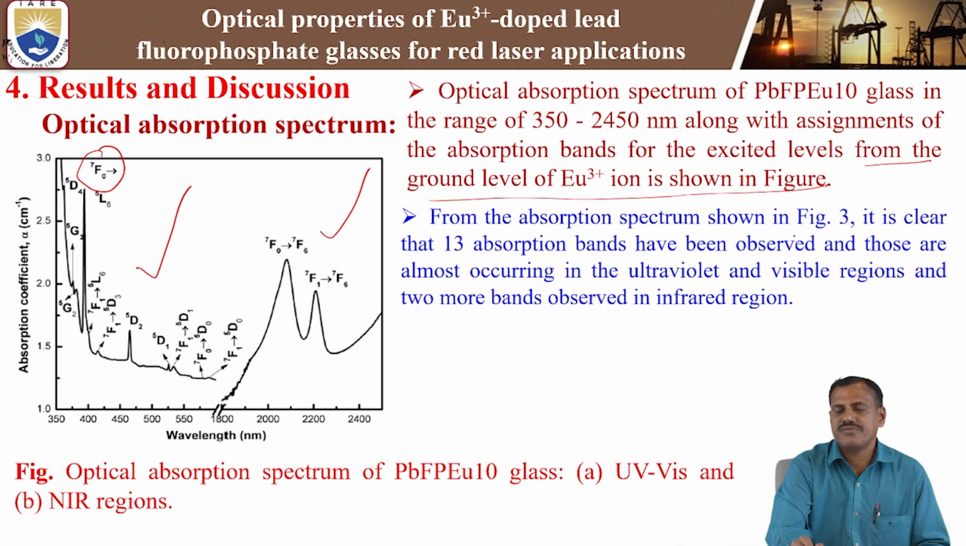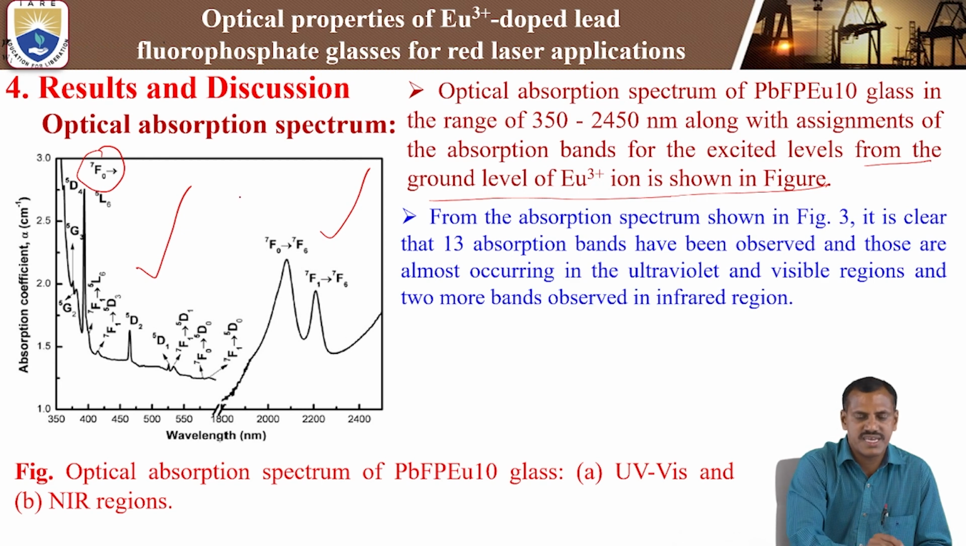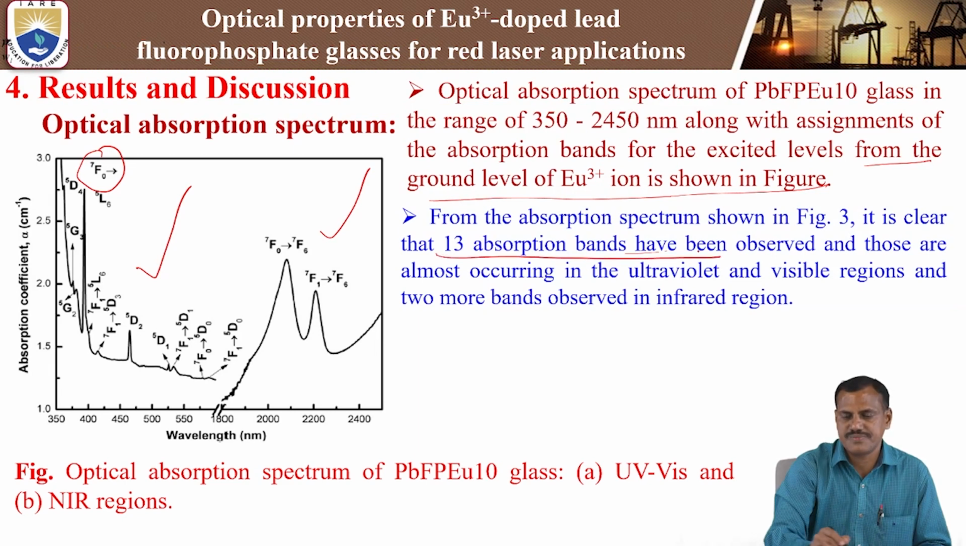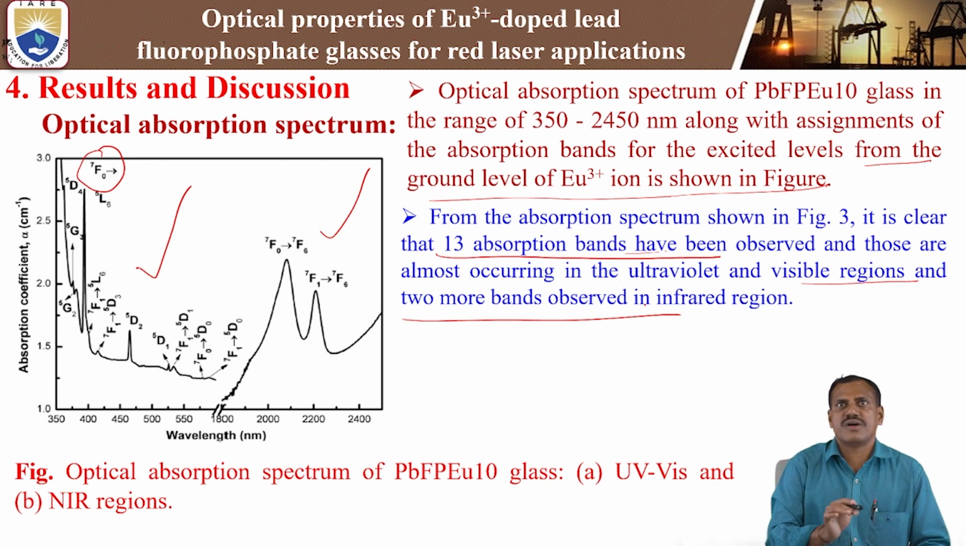From the absorption spectrum in figure 3, it is clear that 13 absorption bands are observed. Among the visible and near infrared region, we observe the 13 absorption bands from the ground state to different excited states. Most of them occur in the ultraviolet and visible region, and 2 more bands are in the infrared region. This is the absorption spectra of the europium triple-doped lead fluorophosphate glasses.